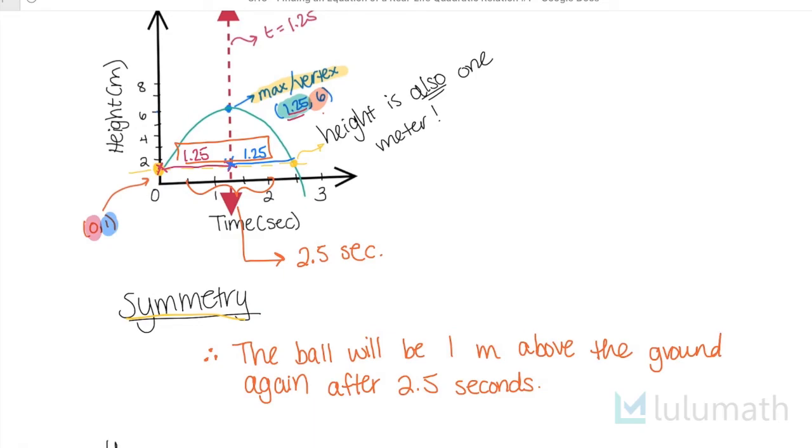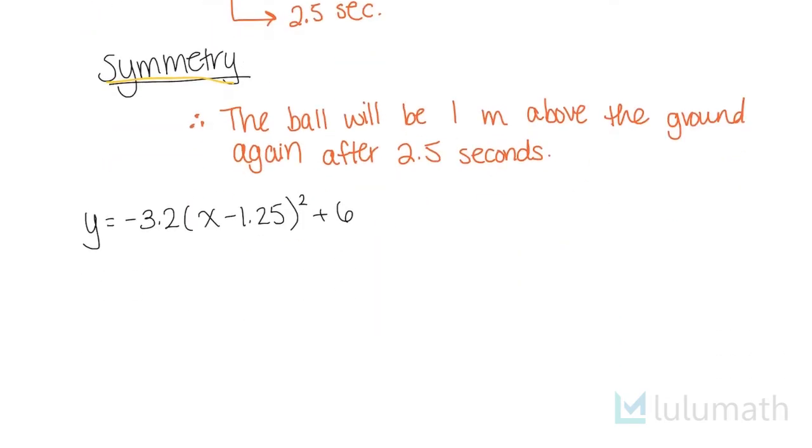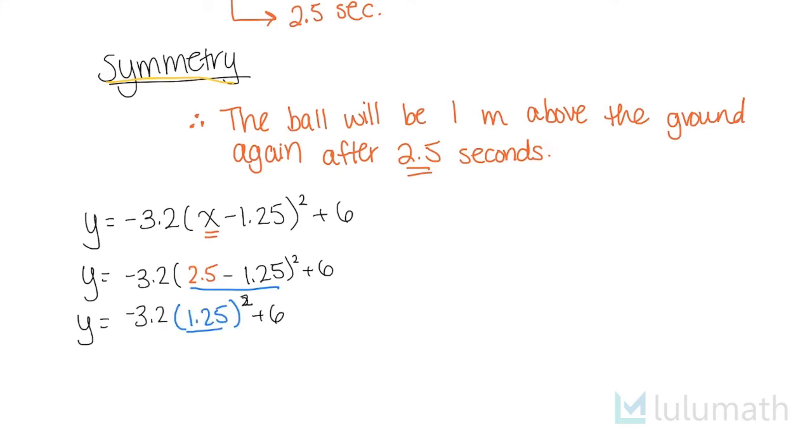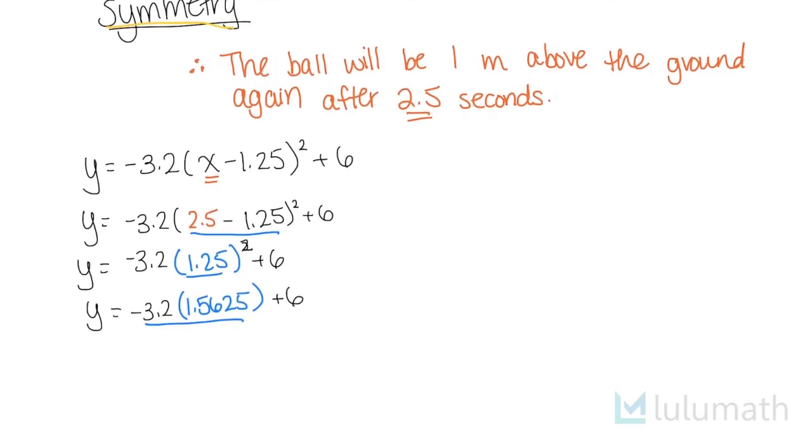Let's verify this information using the equation that we figured out. So what I will do is take this 2.5 and I will replace the x with 2.5 seconds. And then I will evaluate and see what I end up getting for y. Well, 2.5 minus 1.25 is 1.25, and 1.25 squared is 1.5625, and -3.2 times 1.5625 ends up giving me -5, and -5 plus 6 is 1. So I can verify that it really will be 1 meter above the ground after 2.5 seconds.